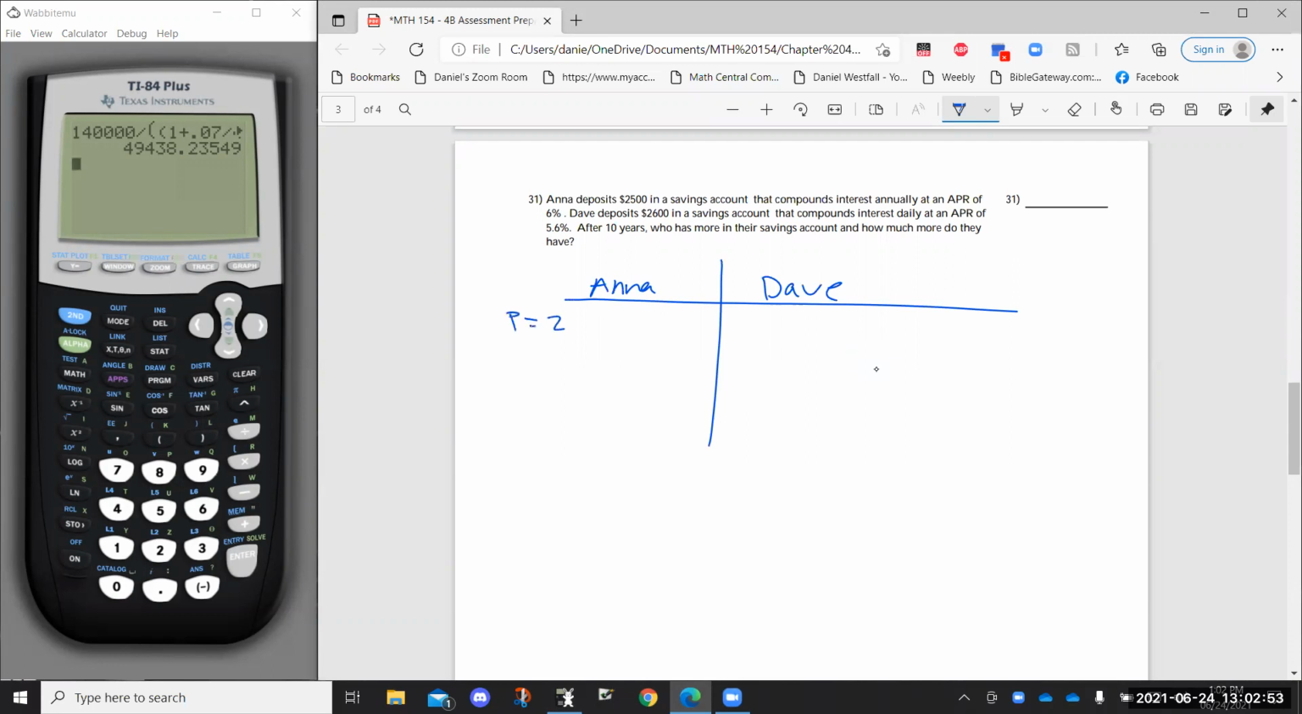My P here for Anna is $2,500. My P for Dave is $2,600. My N for Anna is 1. My N for Dave is 365. My APR for Anna is going to be 0.06. My APR for Dave is going to be 5.6%. So there it is. For both of them, the number of years, capital Y, is going to be 10.